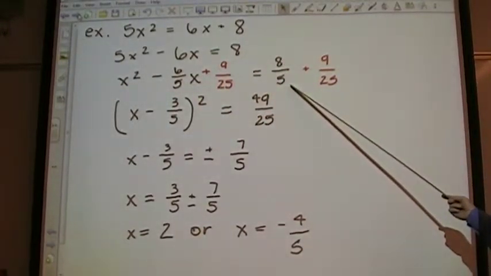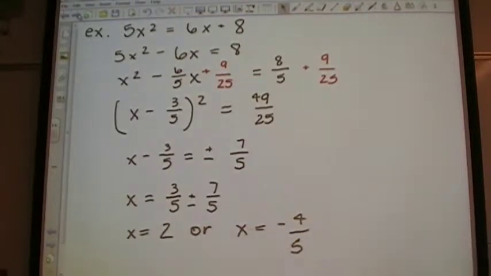Okay. Why'd you do that? Why'd you have to do that again? That's the rules for completing the square. X's by themselves with the leading coefficient of 1. You have to have that in order to complete the square. And once we have that, we just do the same thing we've been doing.